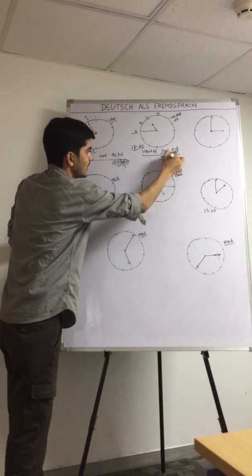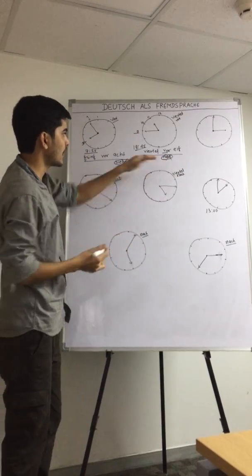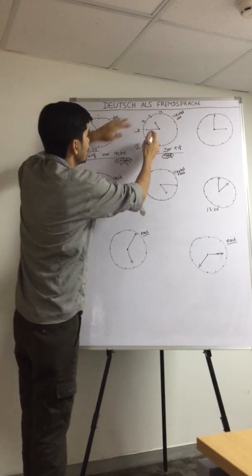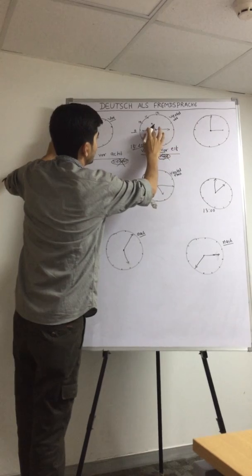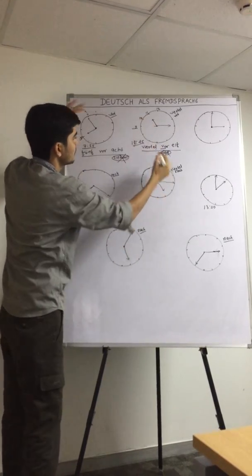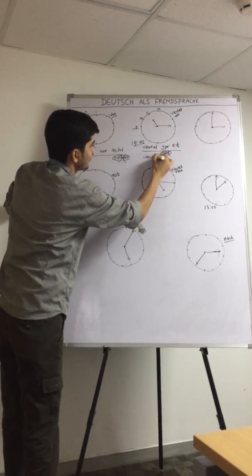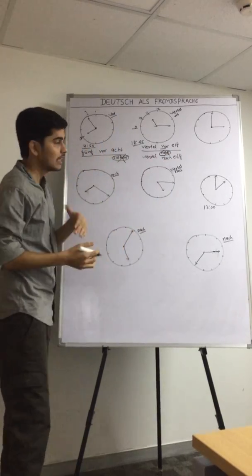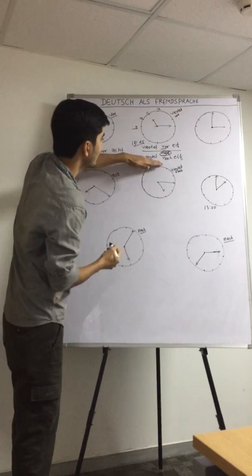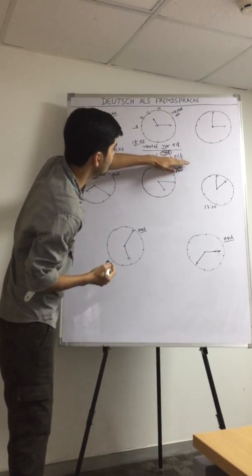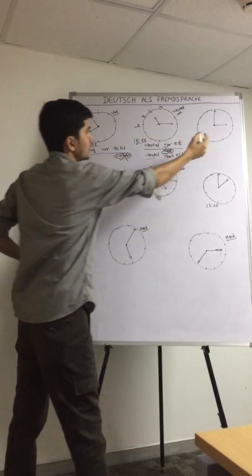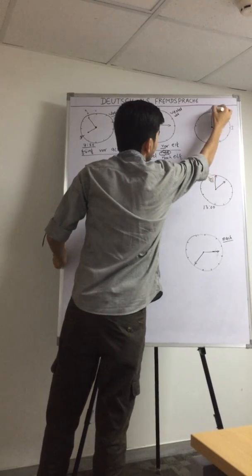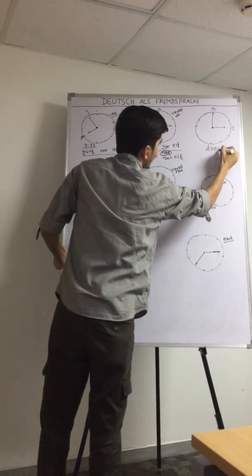If you use nach, it will be wrong, because nach is after. If it is like this, not this, then it will be Viertel nach 11. Viertel nach 11. Then it is quarter after 11. This one is as simple as 3, 3 Uhr.